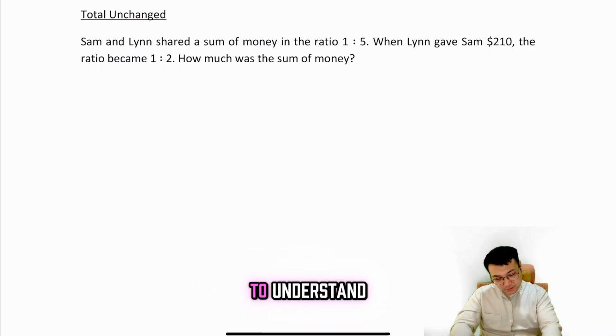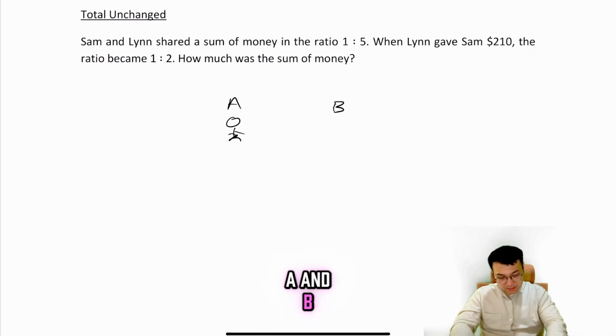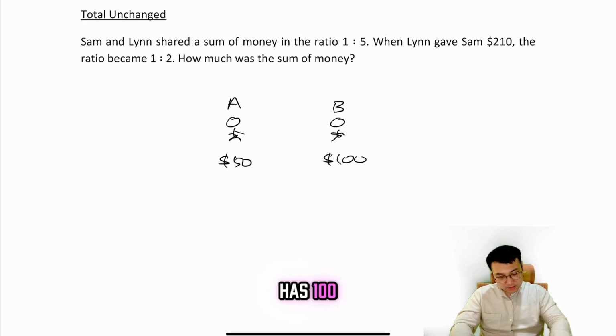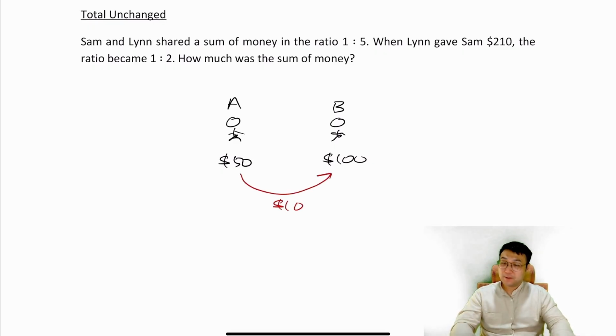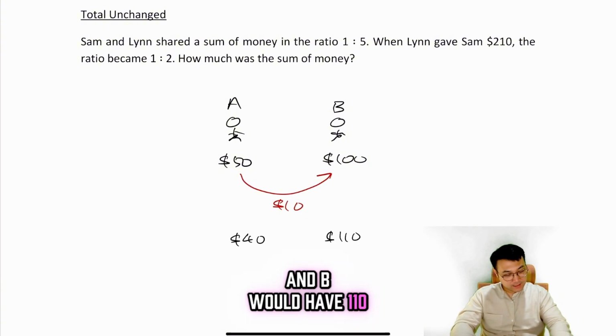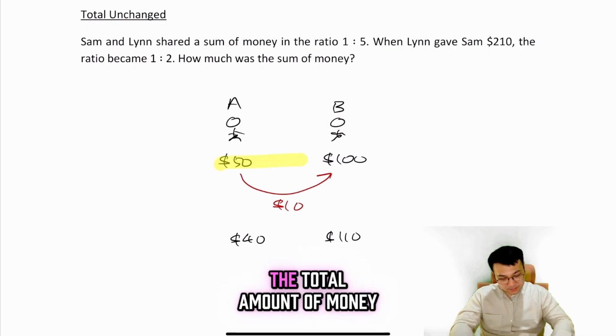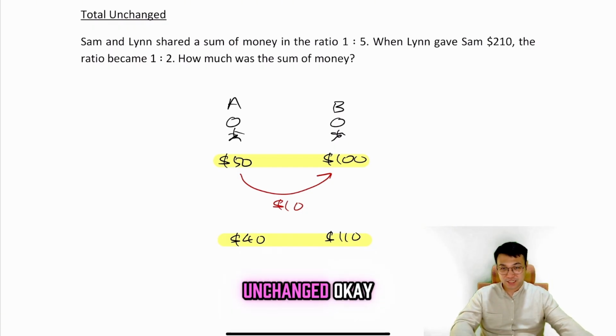It is not that difficult to understand. Imagine you have 2 people, A and B. Now, A has $50, B has $100. What happens if A gives $10 to B? Then A would have $40 and B would have $110. But notice something. The total amount of money between them does not change. That's why we call it total unchanged. Okay?